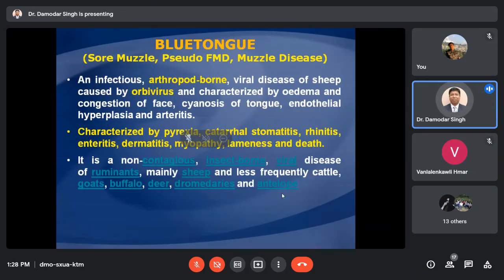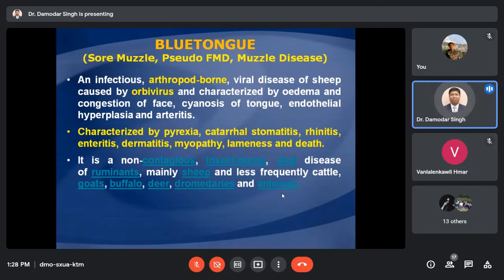This disease is bluetongue. The synonyms are sore muzzle, pseudo FMD, and muzzle disease. These synonyms are also important for matching, and sometimes for fill in the blanks or multiple choice type questions, right?